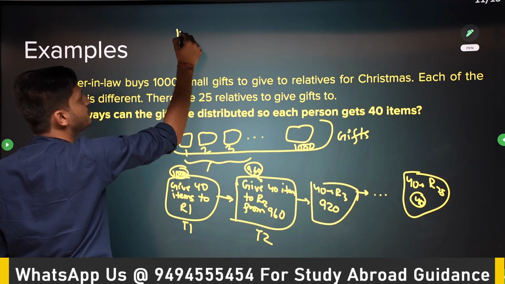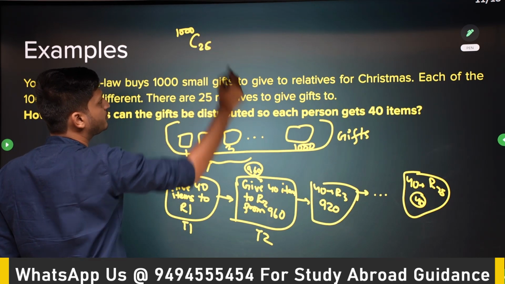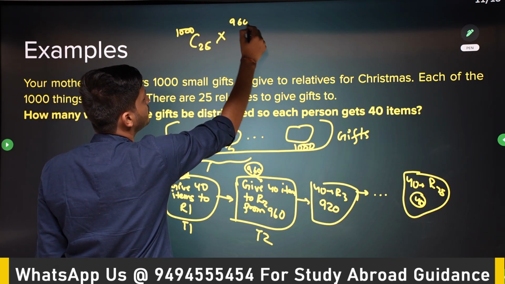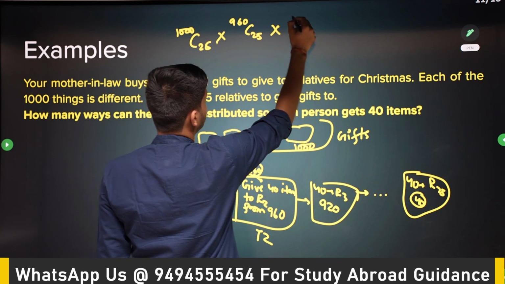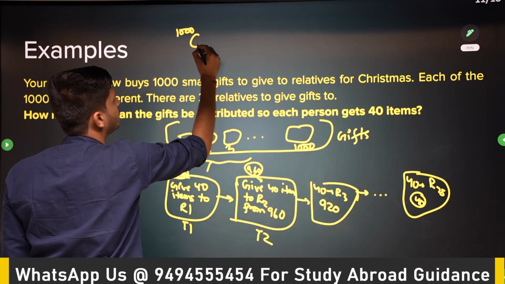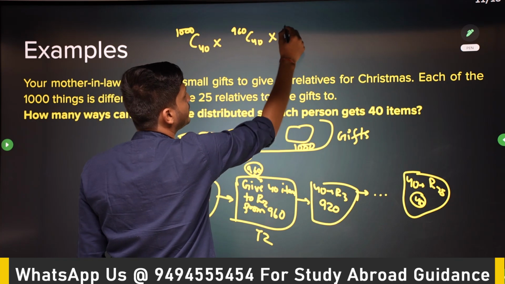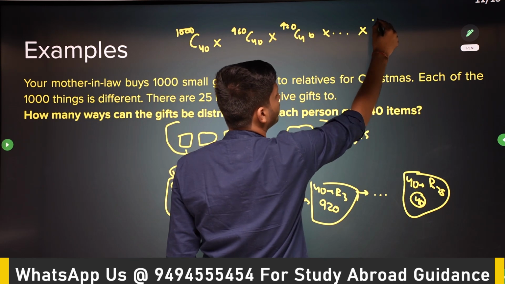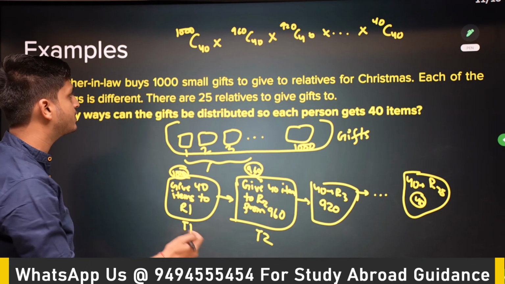From the first 1000 items, what is the number of ways to do the first task? Choose any 40 items and give them to the first relative. This is my T1. Then from the remaining 960 items, choose 40 and give them to the second relative. So from 1000 we select 40, then from the remaining 960 we select 40, then from the remaining 920 we select 40, and so on, all the way up to the 25th relative, where we have 40 items and we select 40 and give them to that person. So now how to solve this equation?